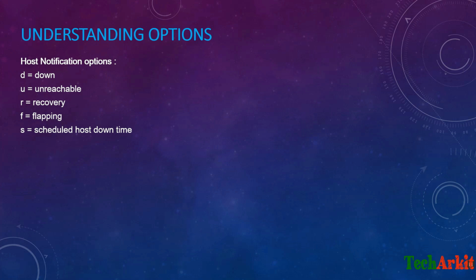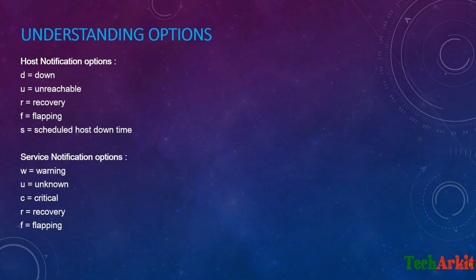So which state you want to receive the alerts. Example, say that the host is down, then you should receive the alert, or the host is flapping, then you should receive the alert. So whatever the options you specified in that particular contact, only that state will be sent these alerts. So service notifications, you have the warning state, unknown state, critical state, recovery state, flapping state, and scheduled service downtime.